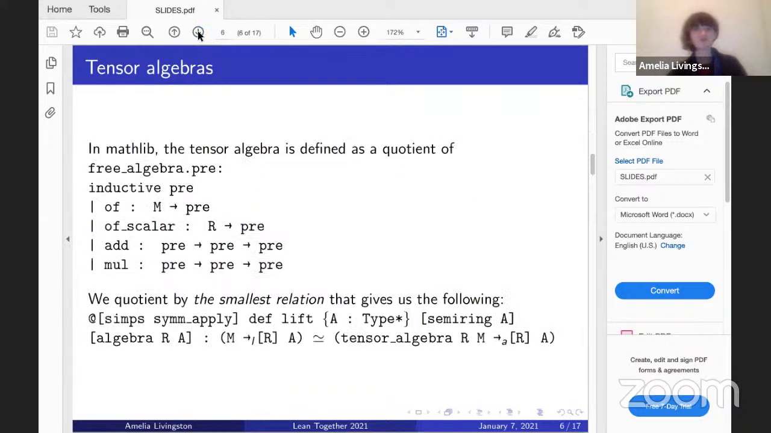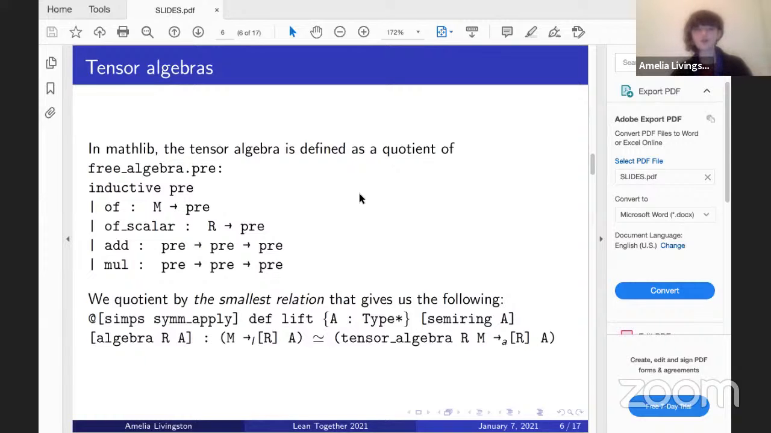So in Mathlib, the tensor algebra is a quotient of some inductive type. And for this inductive type, we ask for it to contain M, we ask for it to contain the ring, we ask for additive closure, and we ask for multiplicative closure. And so from this definition, it's quite clear that this is the smallest R algebra containing M. It's like the left adjoint to the forgetful functor from R algebras to R modules.